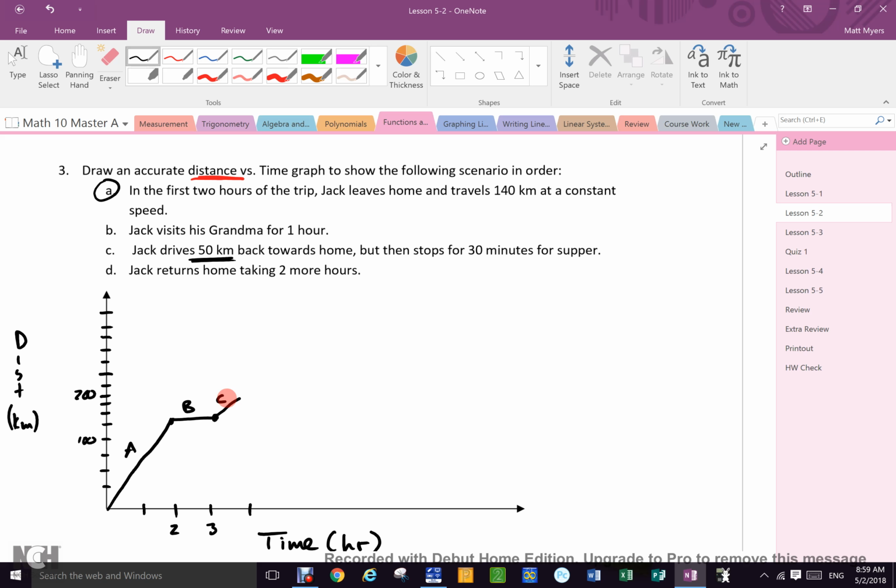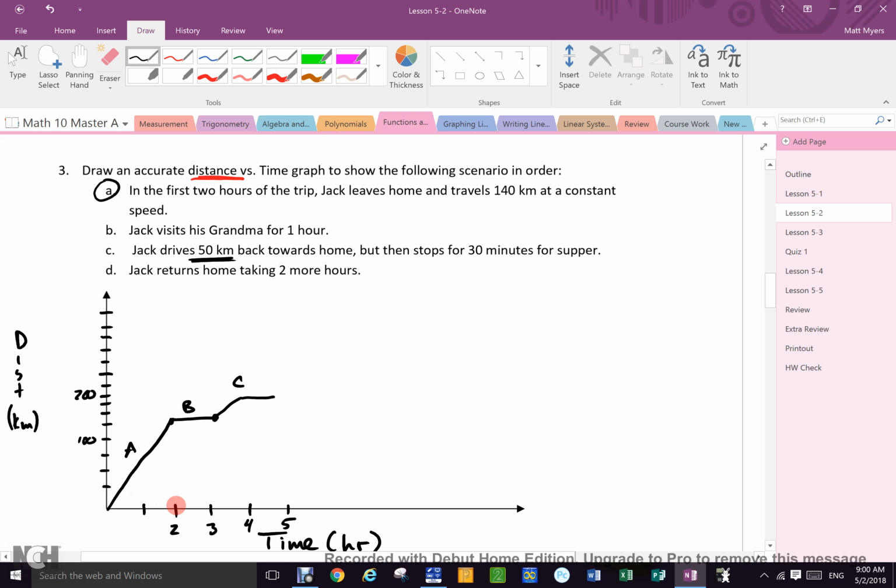Stops to eat. So what kind of line do I have to draw? Flat. Time goes on, distance doesn't. So now here I am up at about 4.5 hours, yes? And then what? This is all C. Then he drives home, but he takes 2 hours.